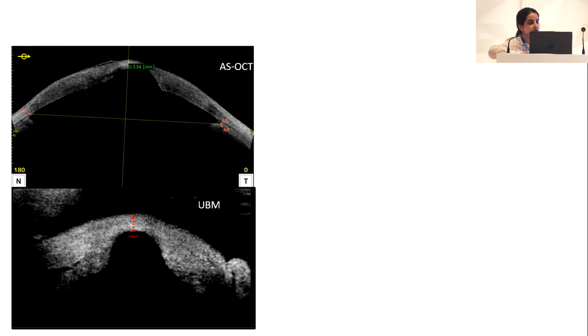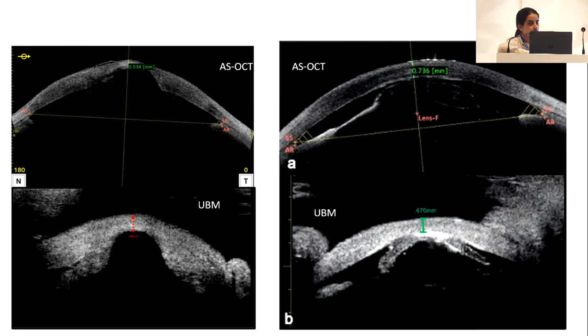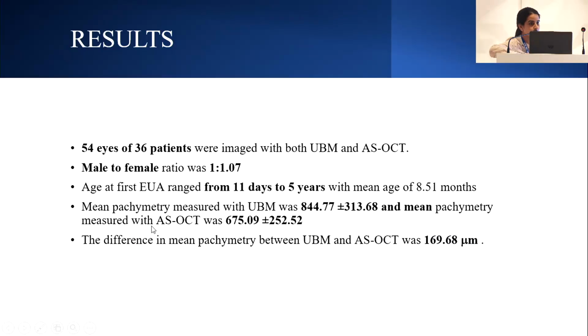Horizontal images were selected to measure the pachymetry in both the devices, UBM and ASOCT, and the inbuilt calipers in ASOCT and UBM were used to measure the central corneal thickness in both the modalities. In the ASOCT, the central location is based on the scleral spur to scleral spur diameter, and the same location on the UBM image was used to measure the central corneal thickness.